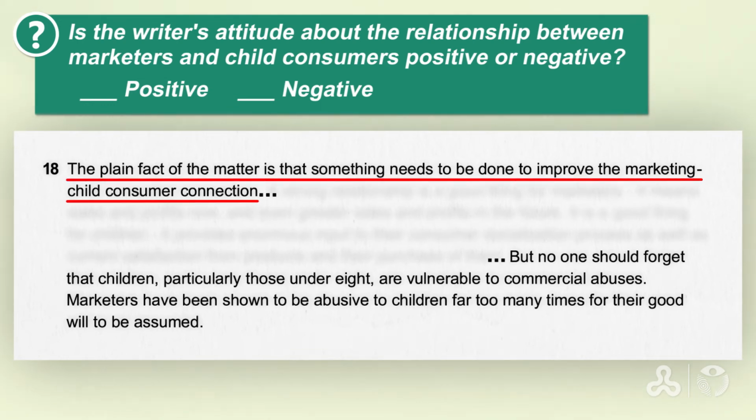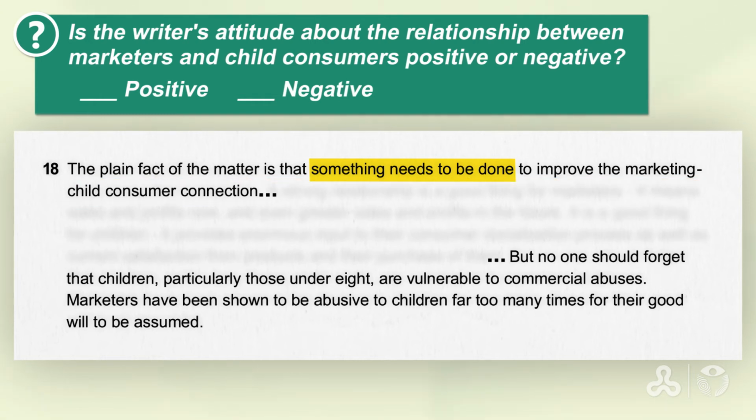It says here, the plain fact of the matter is that something needs to be done to improve the marketing child-consumer connection. So the writer is saying that there's some sort of a problem between the connection of the marketer and the child, בין המשווק לבין הילד. יש פה איזושהי בעייתיות מסוימת. And if you keep on reading the end of paragraph 18, it says here, but no one should forget that children, particularly those under 8, are vulnerable to commercial abuses. Marketers have been shown to be abusive to children far too many times for their goodwill to be assumed.